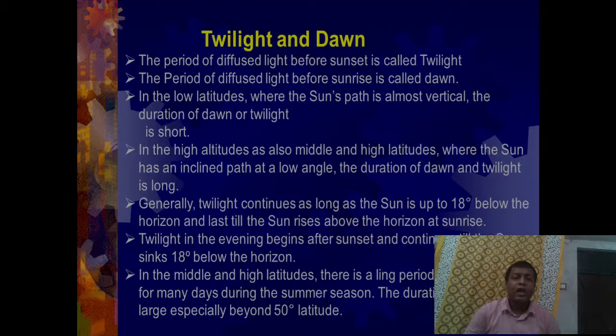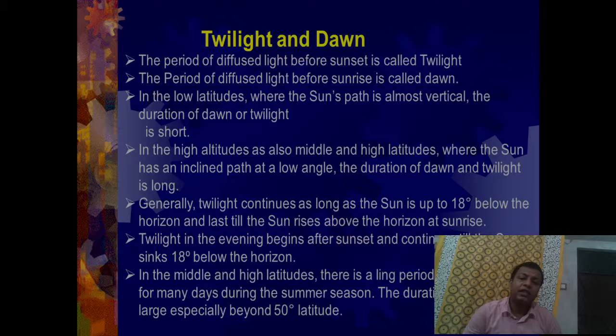Okay. In the low latitude, where the sun's path is almost vertical, the duration of dawn or twilight is short. Definitely, from the last few minutes of the video lecture, you have understood this. And in the middle and high latitude, where the sun has an inclined path at a low angle, the duration of dawn and twilighting is long.